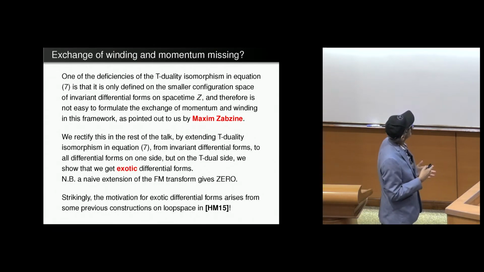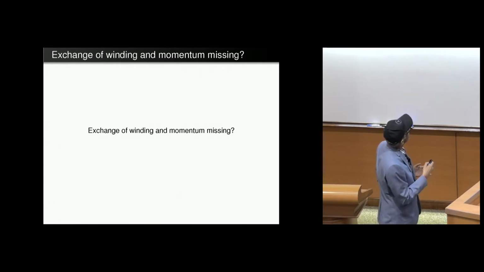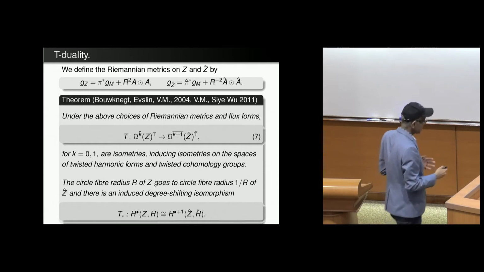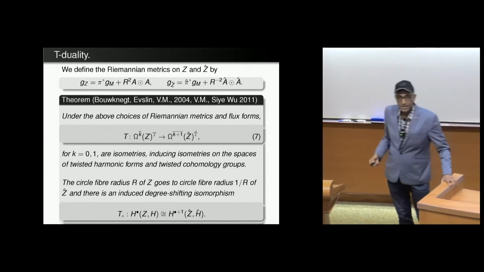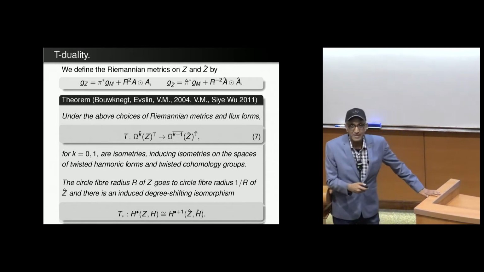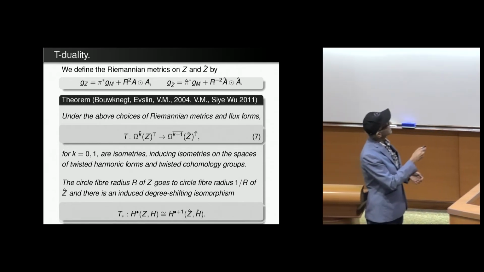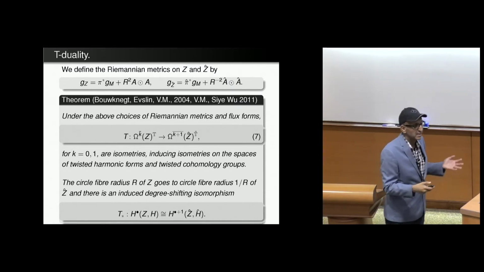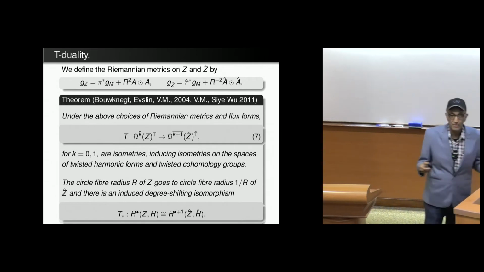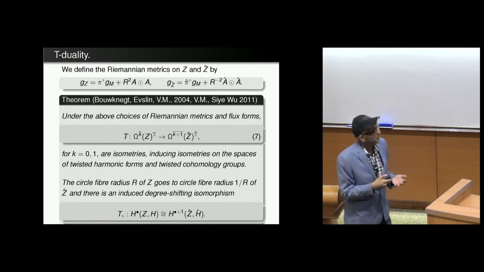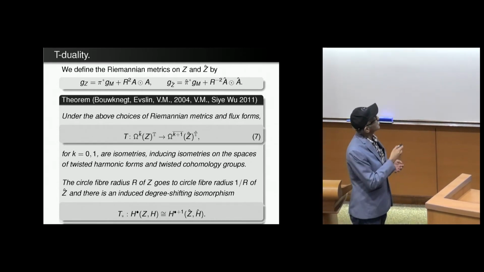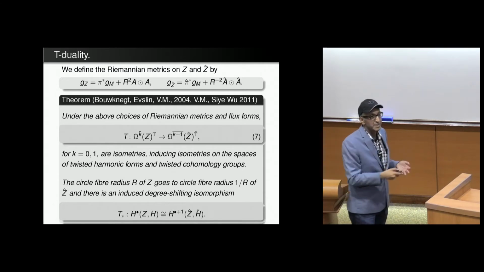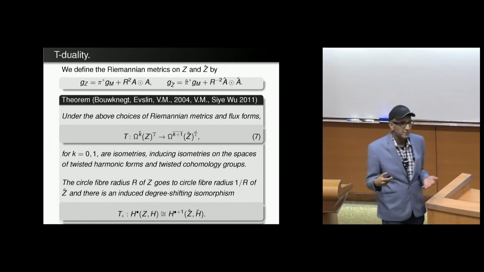And so ideally we would like to extend this isometry away from just invariant forms. And indeed, we'll do that in this talk. So let me just point out that if you do it naively, to the other weight spaces, then you see that the usual Fourier-Mukai transform applied to the higher weight spaces is identically 0. So you don't get anything, right? So on one side, we will extend it across all forms, and on the T-dual side, it'll be the thing which we call exotic differential forms.